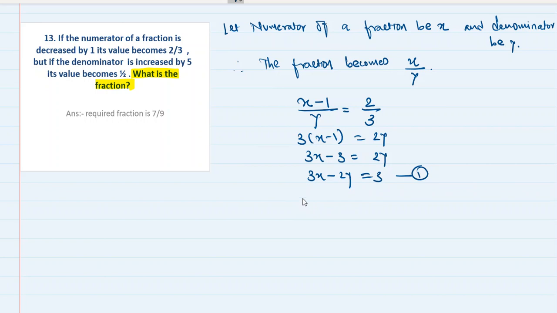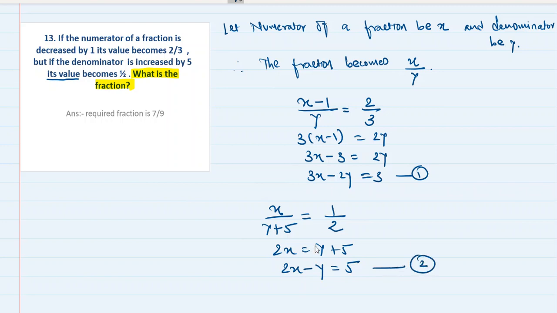But if the denominator is increased by 5, its value becomes 1 by 2. So if I increase the denominator by 5, x upon y plus 5, the fraction becomes 1 by 2. Let's simplify this. This is the relation I got between x and y from the second statement. So 2x is equal to y plus 5, or 2x minus y is equal to 5. This is equation number 2.